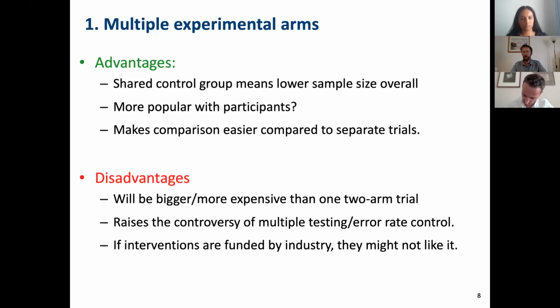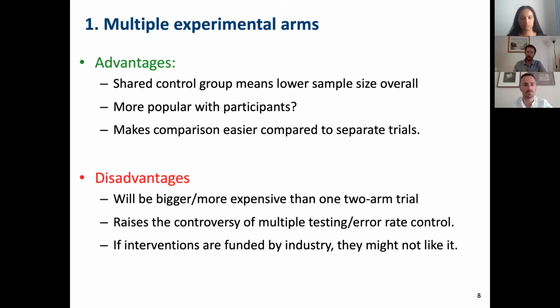Now, the disadvantage is that doing a single multi-arm trial is generally going to be a bigger trial than doing one 2-arm trial. So it might mean that doing a multi-arm trial looks a bit more expensive, but it's a lot more efficient than doing several separate trials. So perhaps we're paying a bit extra to answer what would normally take 2 or more evaluations.